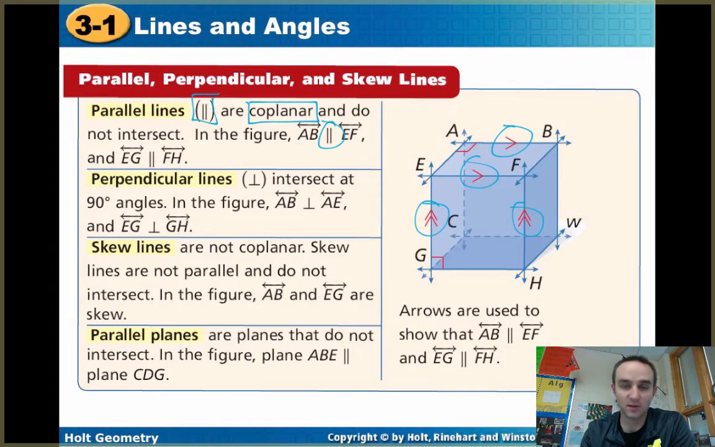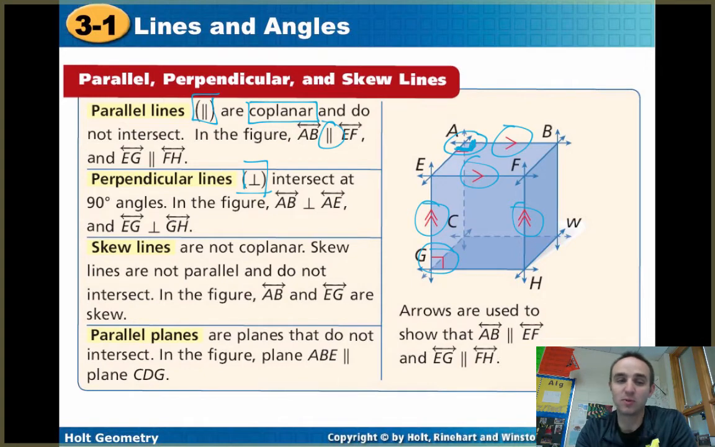For perpendicular, you see the symbol there, our upside down capital T. Perpendicular lines intersect at 90-degree angles. So we've got AB and AE are perpendicular. We can tell because of that box, right? That box in the corner, that tells us that those are perpendicular. We typically see that in a right triangle to show that it's a right angle. That really means perpendicular.